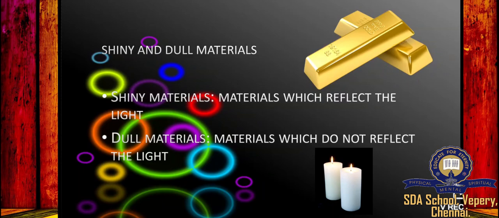So what is shiny materials? Materials which reflect the light. And the dull materials are the materials which do not reflect the light.